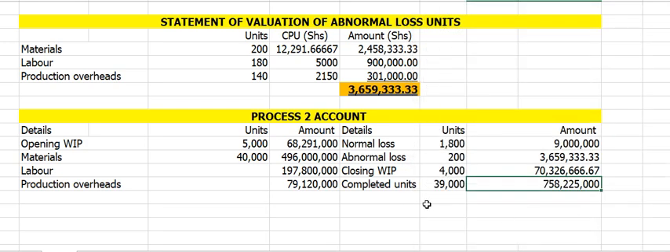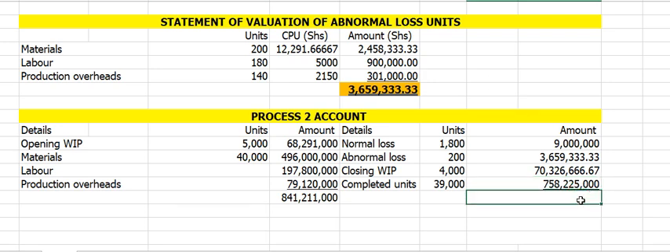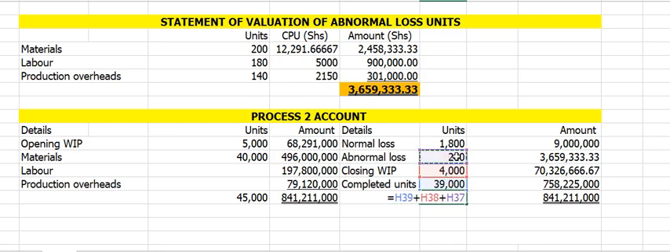Then after that is your process costing. That is your process account. So you have to add and balance it off. So that is what we have. Remember, the units should be the same. The units have to be the same, so it is 40 plus 5, giving you that. Then this plus this plus this, then plus that, giving you 45,000 units as well.